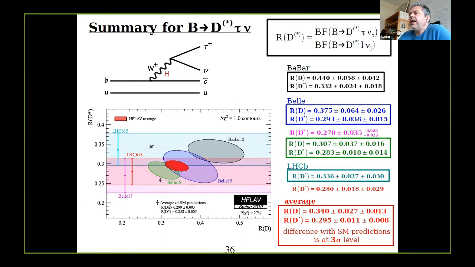But here I just show a summary of all the measurements made by the B factories and LHCb. So we start to have quite a bit of information, and when you compile the whole information, you see a very similar trend to what you get from RK star, let's say a 3 sigma-ish deviation from the standard model.